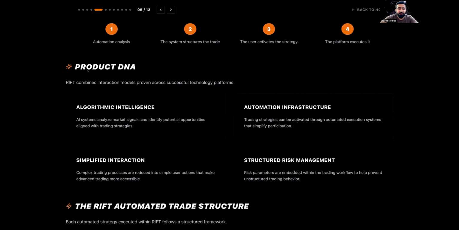Let's discuss the solution. This is the product DNA of Rift. Rift combines interaction models proven across successful technology platforms. The algorithmic engine of Rift is an AI-based system that analyzes market signals and identifies potential opportunities aligned with trading strategies, the opportunities which align with our trading strategies.